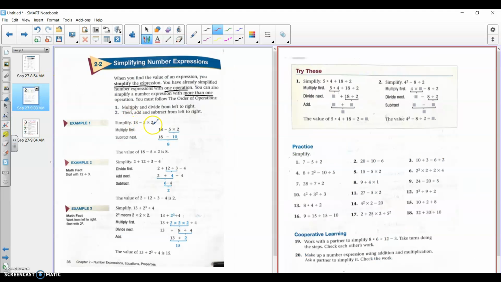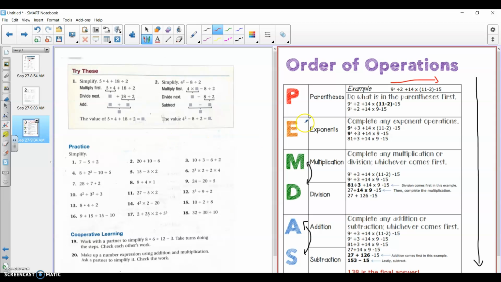So now looking at example number 1, I tell my students, ignore the digits. Don't look at 18, don't look at 5, and don't look at 2. Simply look at the operation. I have a minus, which is subtraction, and I have a multiplication. So according to my rules over here, if I go down top to bottom, multiplication comes before subtraction.